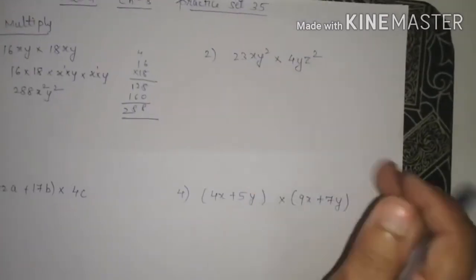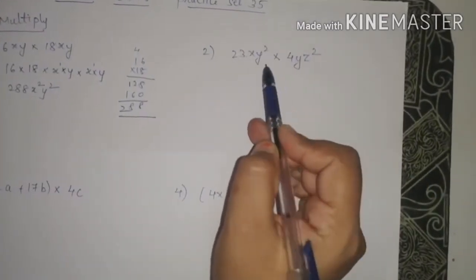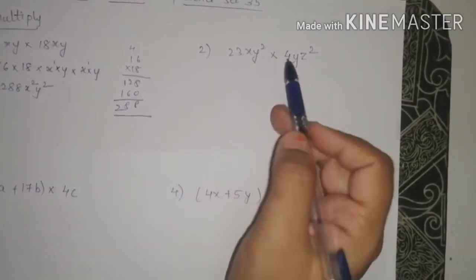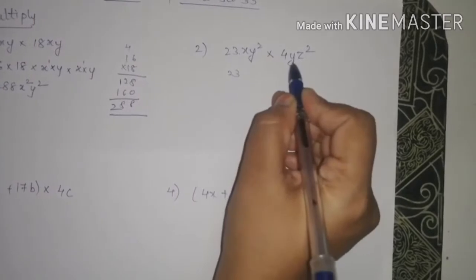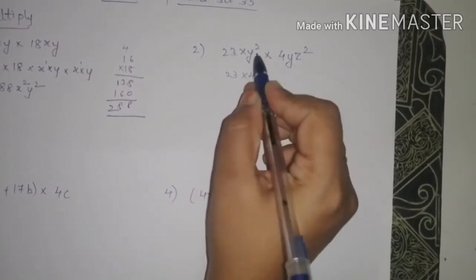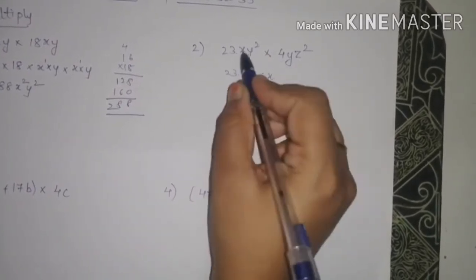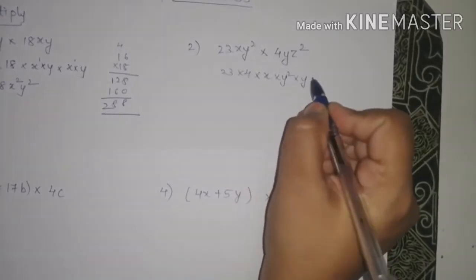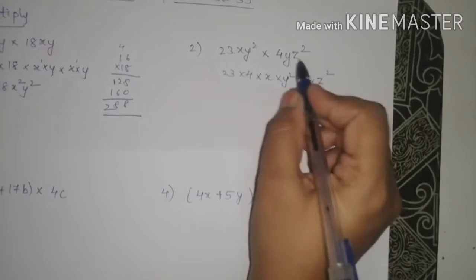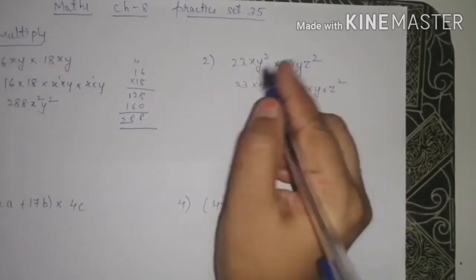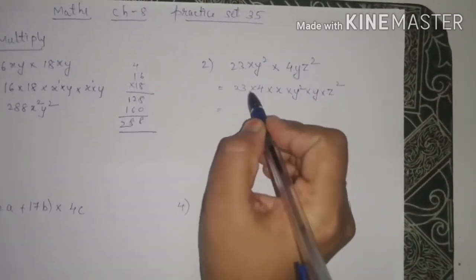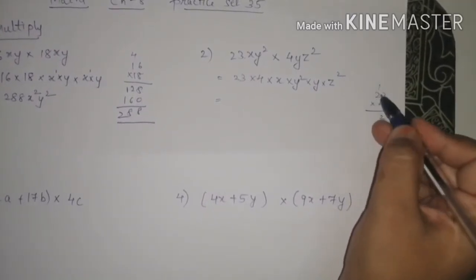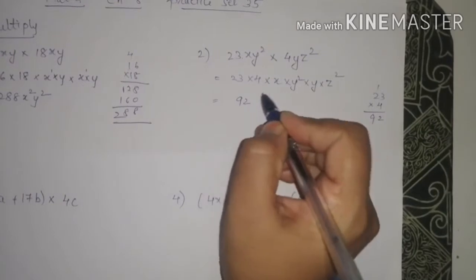See the second sum, 23xy square multiply 4yz square. First take the numbers for multiplication. So the numbers are 23 into 4. The alphabets we'll put last, x into y square into y into z square. Alphabets means all these variables at last. So first multiply the numbers. 23 into 4 is how much? 4 3 is 12, 4 2 is 8, and 1, 9, 92.